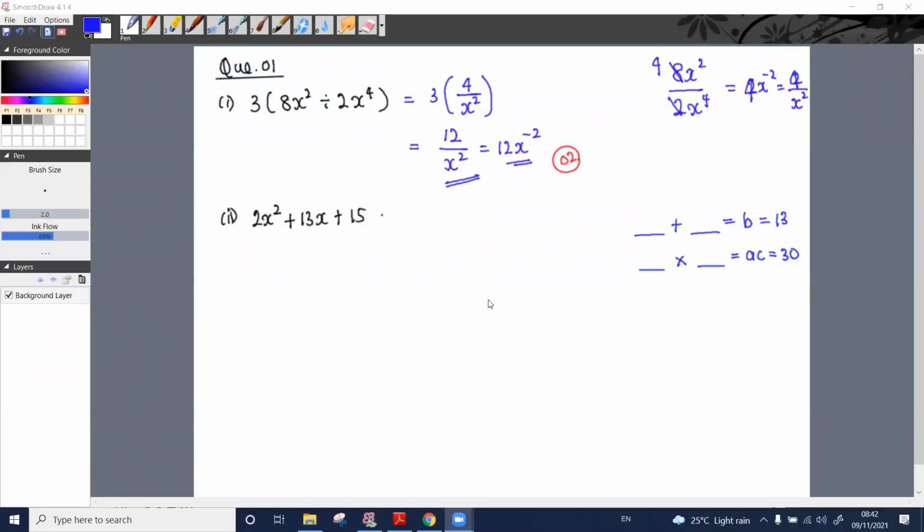Yes, both should be plus values, 10 and 3. 10 plus 3 equals 13. 10 into 3 equals 30. Then we can split the term in the middle. 2x squared instead of 13x, I am going to express it as plus 10x plus 3x plus 15. No, this is not an equation.